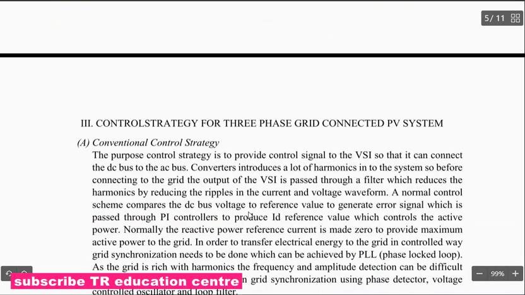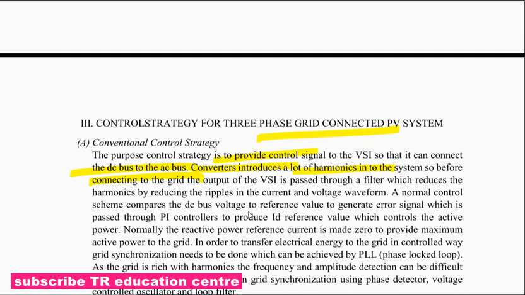Then the control strategy for the three-phase grid-connected PV system. Conventional control strategy. The proposed control strategy provides the control signal to the VSI so that it can connect the DC bus to the AC bus. The converter introduces a lot of harmonics in the system. So before connecting to the grid, the output of the VSI is passed through a filter, which reduces the harmonics by reducing the ripple in the current and voltage waveform.